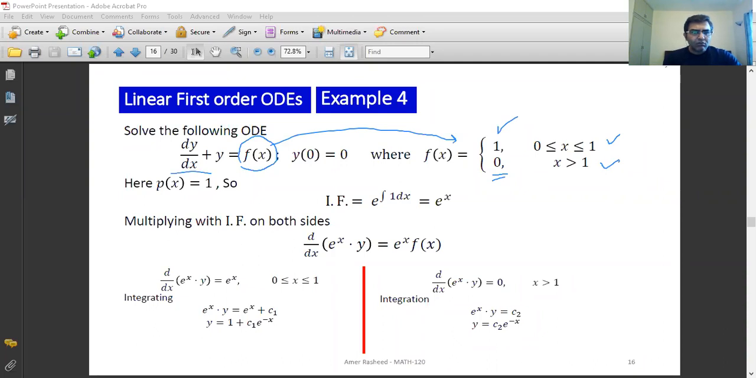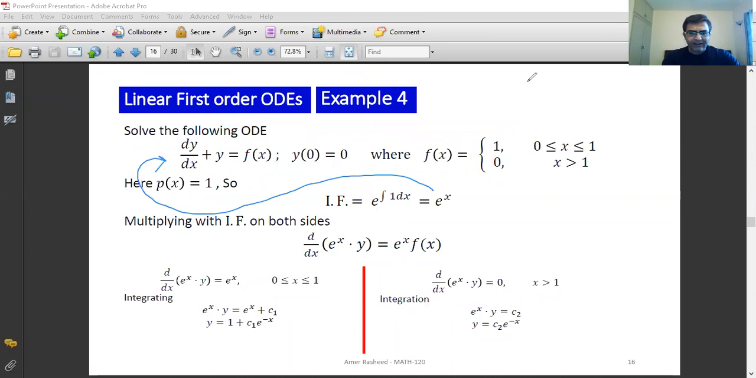You can see in this example, this differential equation is already a linear differential equation in the standard form. So we can see that p of x is 1, and integrating e raised to the power integral 1 dx, we get the integrating factor. We multiply the given equation in standard form with this integrating factor, and we can obtain this thing. Now, this is valid for f of x.